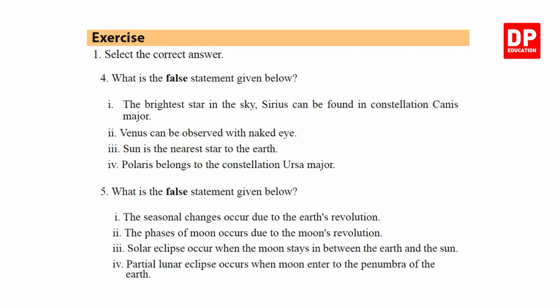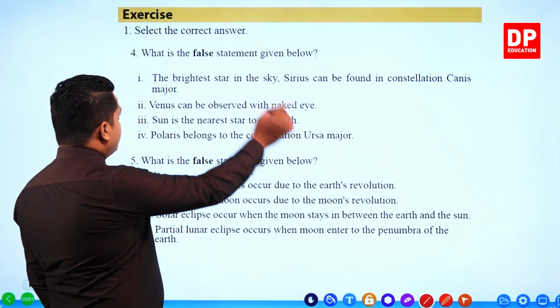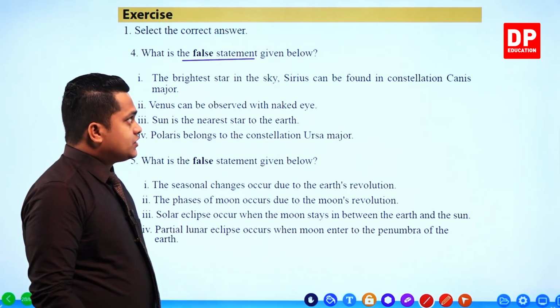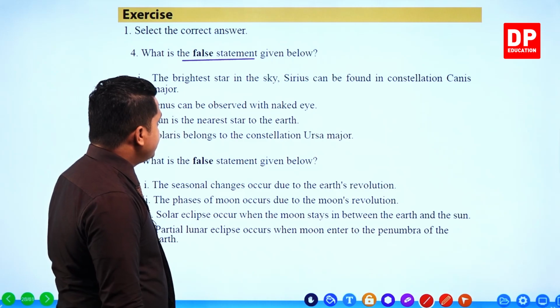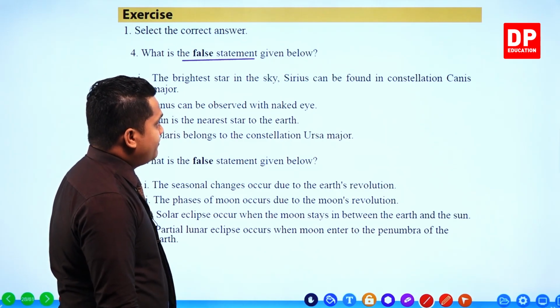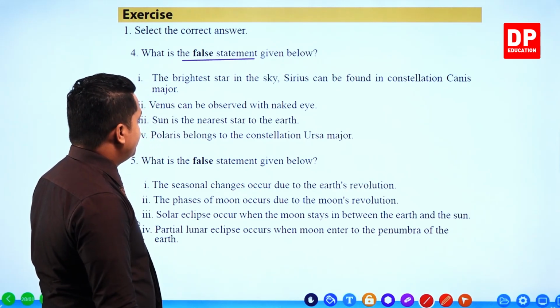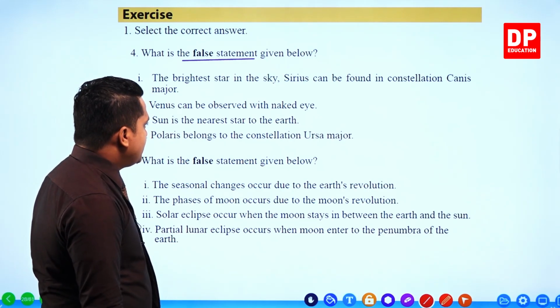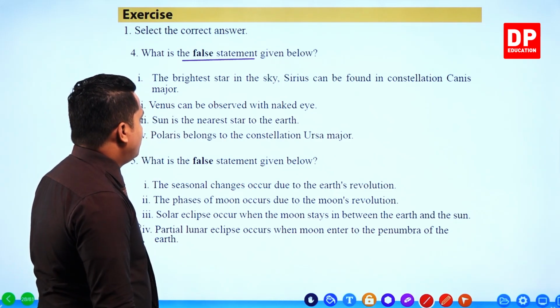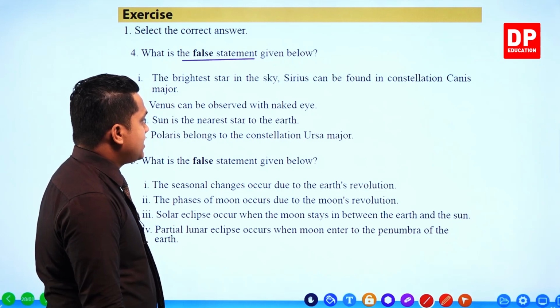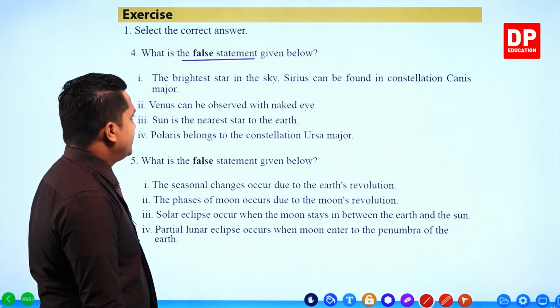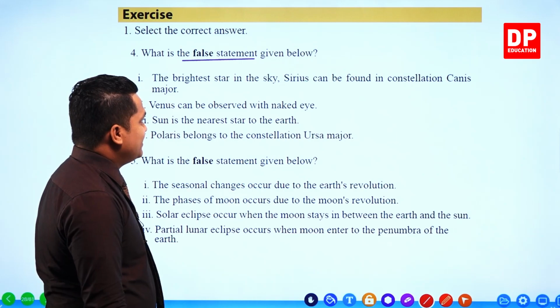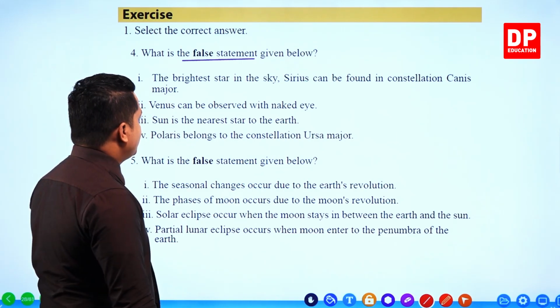Right then. The brightest star in the sky, Sirius, can be found in constellation Canis Major. So once again, you have to select the false statement here. Venus can be observed with naked eye. Sun is the nearest star to the Earth. Polaris belongs to constellation Ursa Major. Right, so you have to find out the false statement.